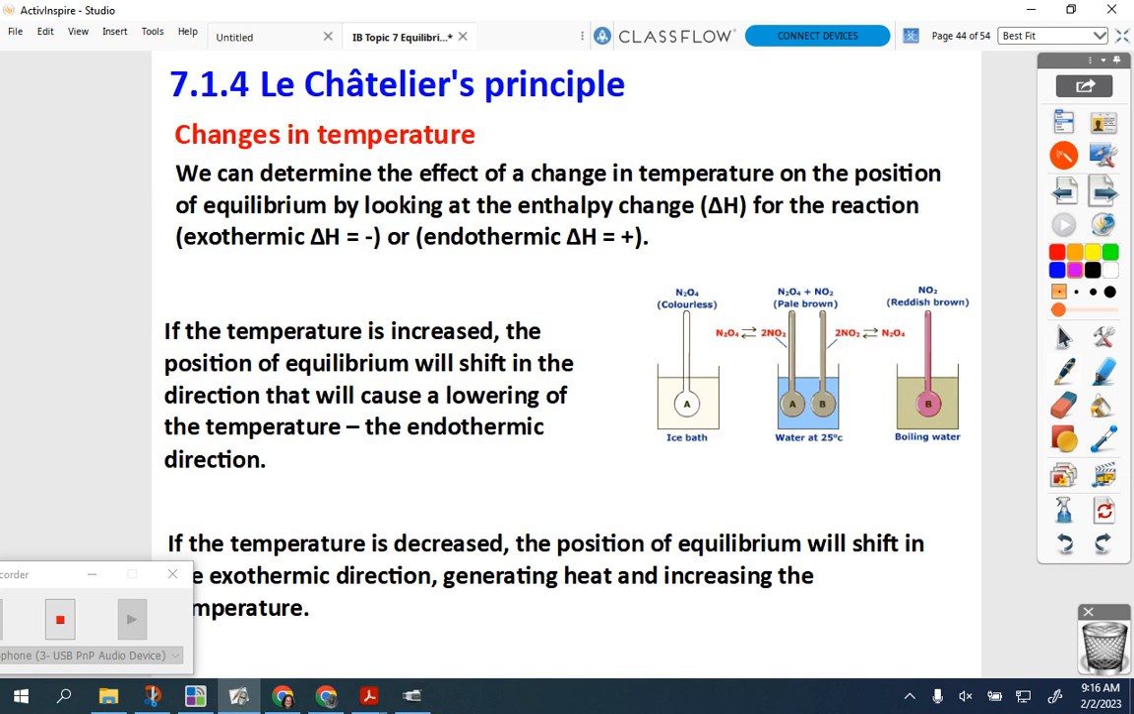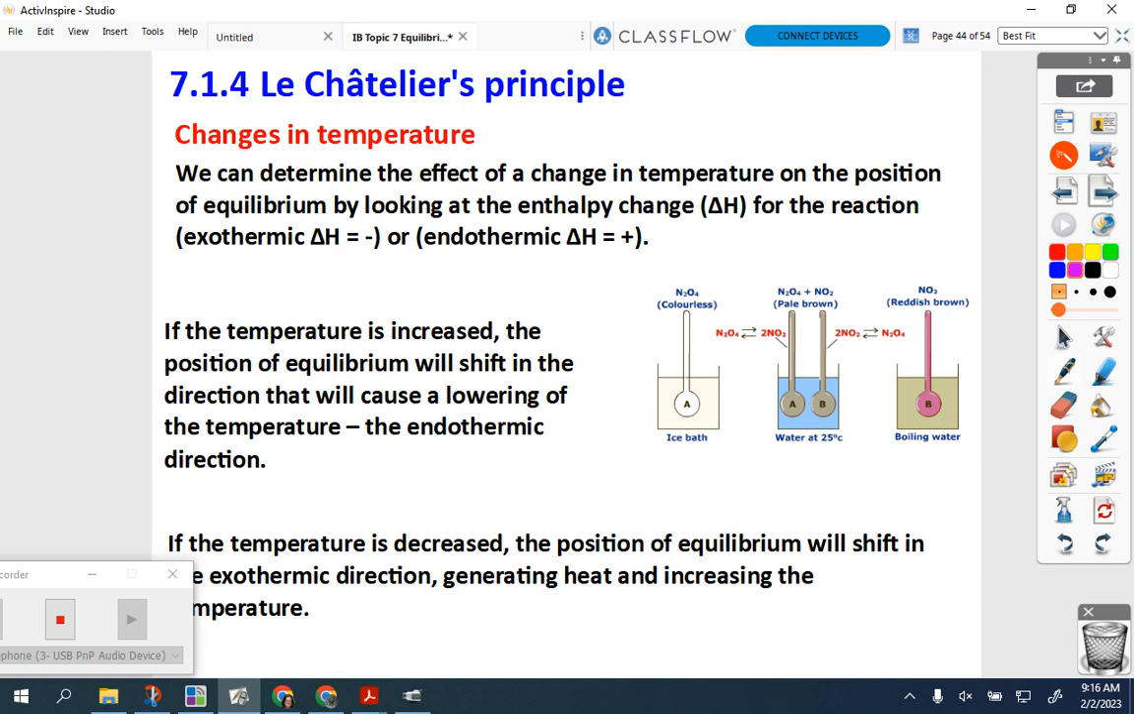All right. Changes in temperature. Next page. I see a few people still writing, so I'll pause for a second here. So the effect of the temperature change is going to be dependent on what type of reaction it is. Every reaction is going to be either endothermic or exothermic.